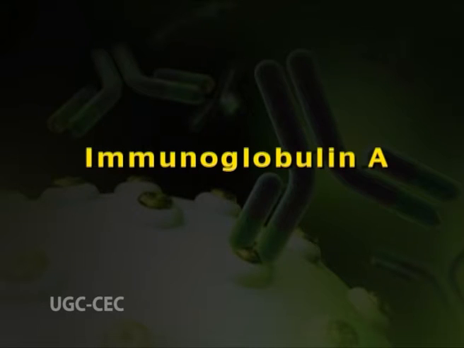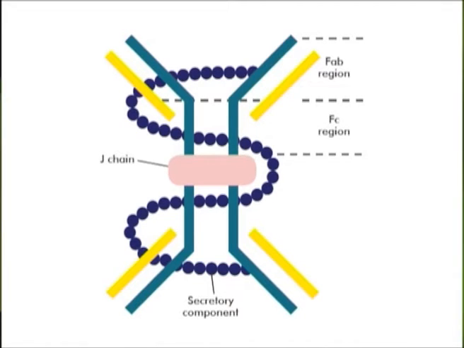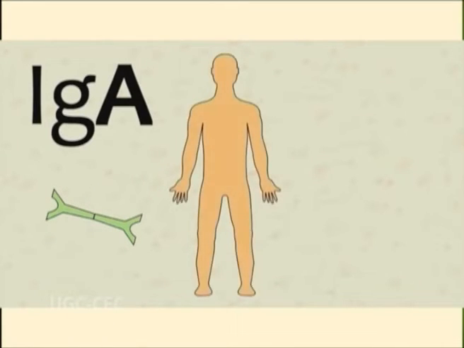Next, we come to immunoglobulin A. IgA is secreted by plasma cells in dimeric form, where two monomeric Y-shaped structures are joined to each other by a J chain through C terminal of both the molecules. IgA constitutes 10 to 15% of total serum immunoglobulin.